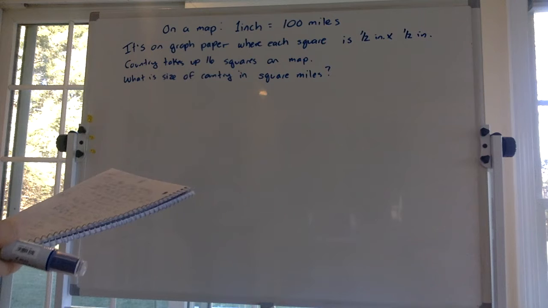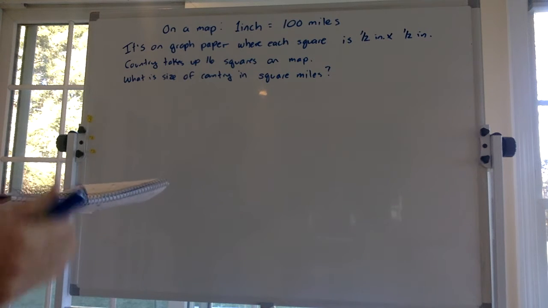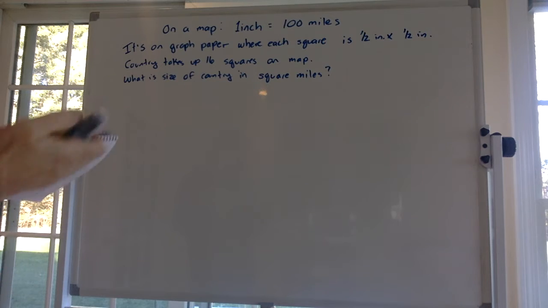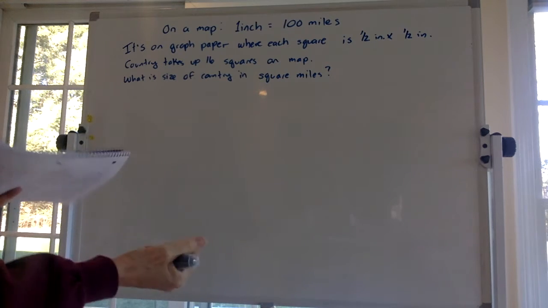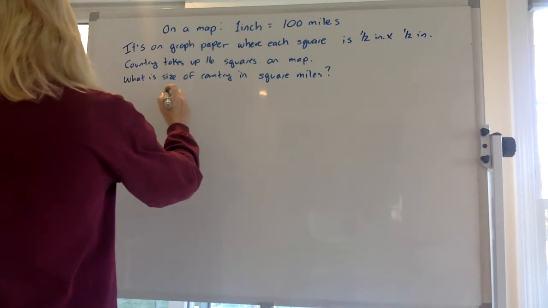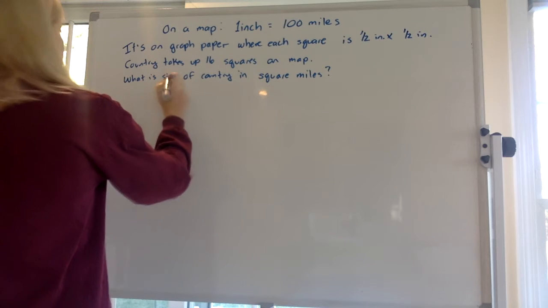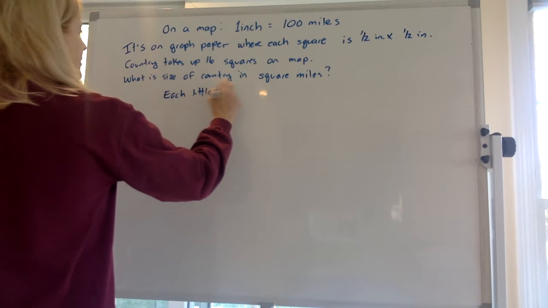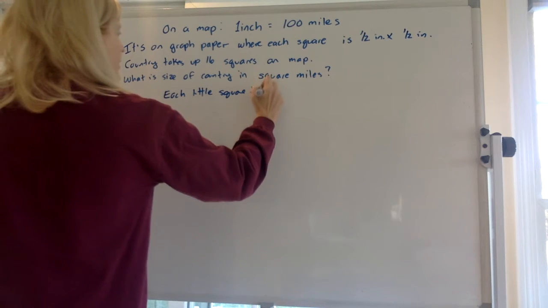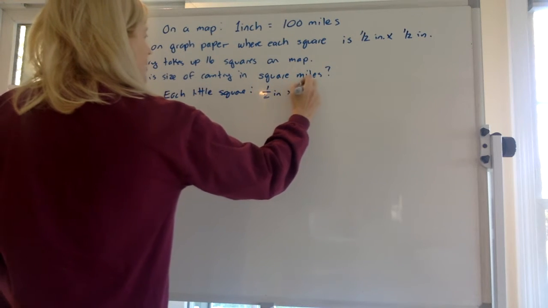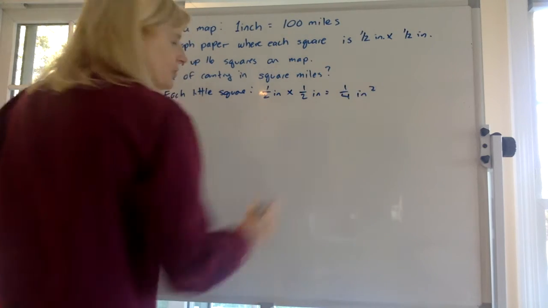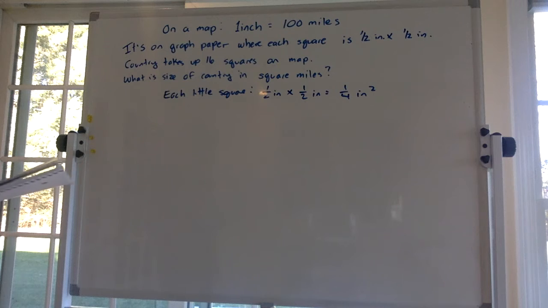So I think the first thing we've got to do is figure out how many square inches it takes up. They told us that it takes up 16 squares, right? So first let's figure out each little square: it is 1/2 inch by 1/2 inch, which equals 1/4 inch squared. So each little square is 1/4 inch squared.